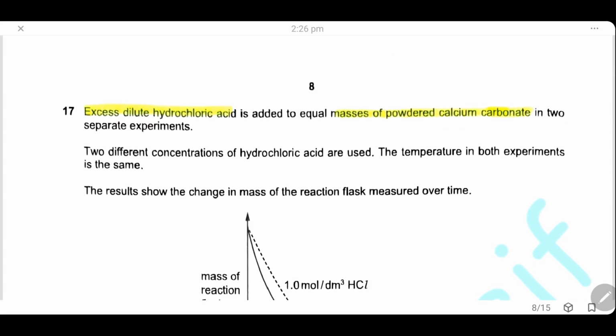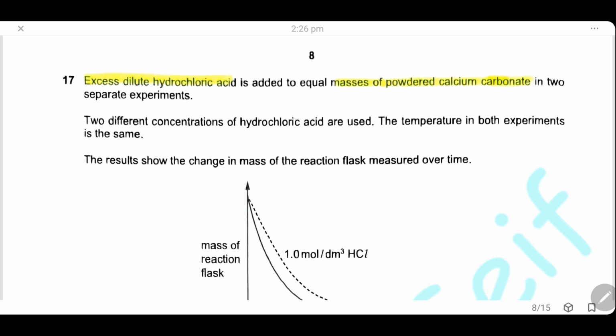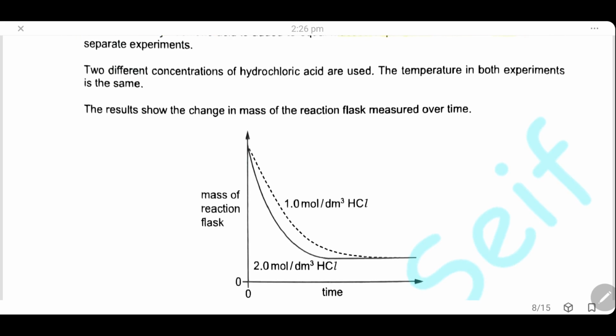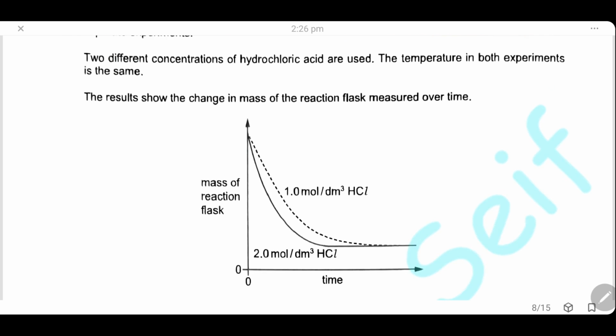Question 17. Excess dilute hydrochloric acid is added to equal masses of powdered calcium carbonate in 2 separate experiments. Here we have the hydrochloric acid in excess and calcium carbonate of equal mass in both experiments. Two different concentrations of hydrochloric acid are used. The temperature in both experiments is the same. The results show the change in mass of the reaction flask measured over time.